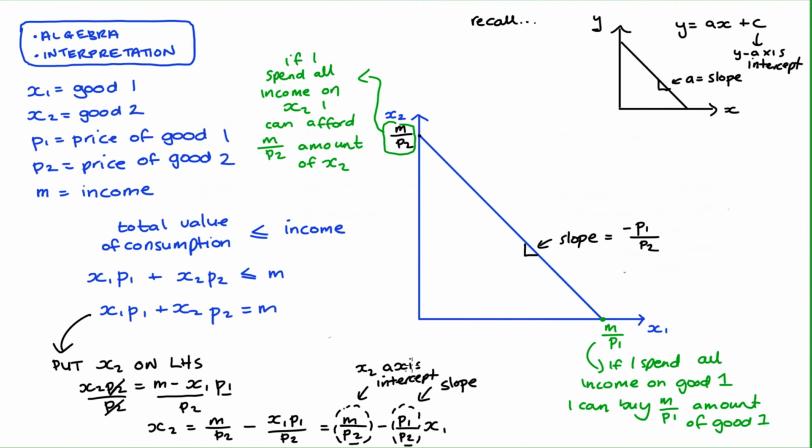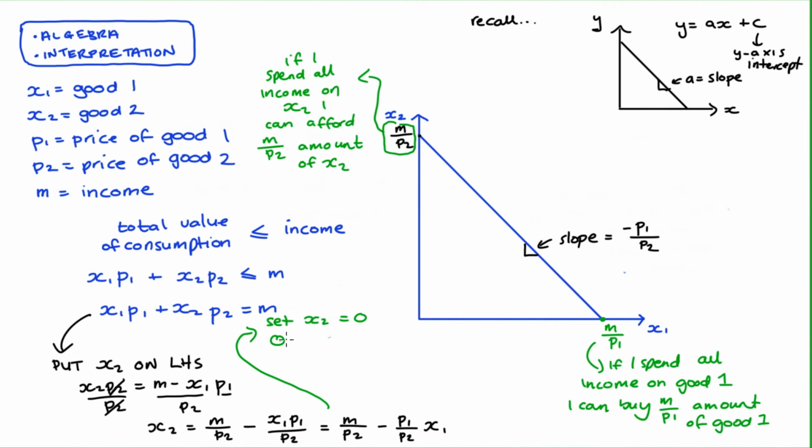Now it's worth quickly seeing this algebraically from our equation of the budget line. So let's set x2 equal to 0 in our budget line equation. If we do that, we get 0 is equal to m divided by p2 minus p1 over p2 times x1. So I've just subbed in 0 for x2.